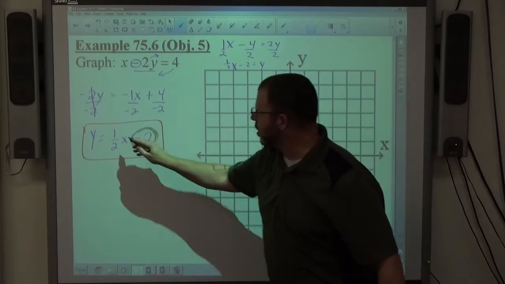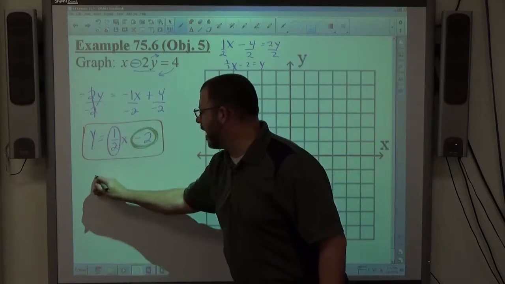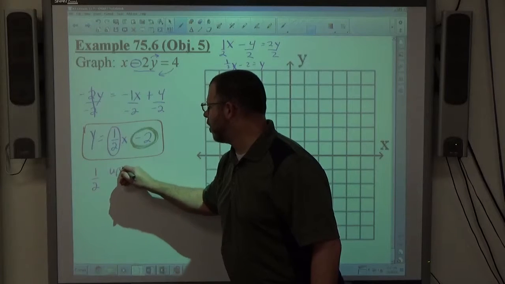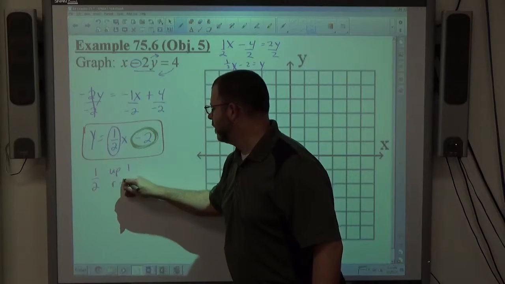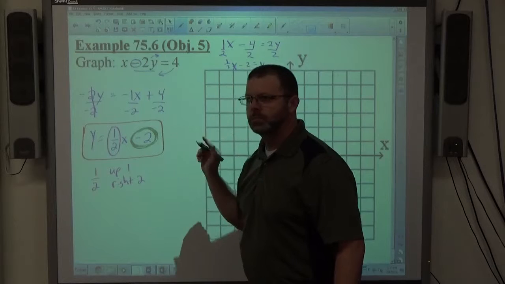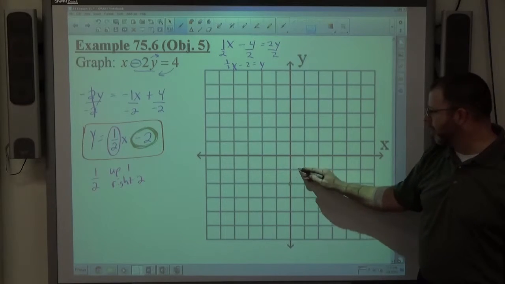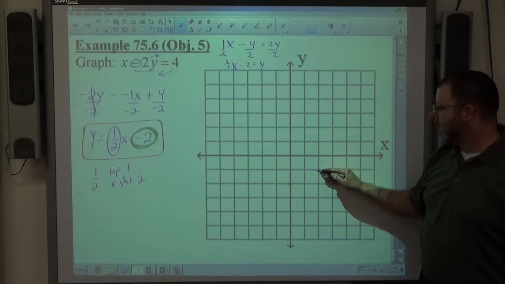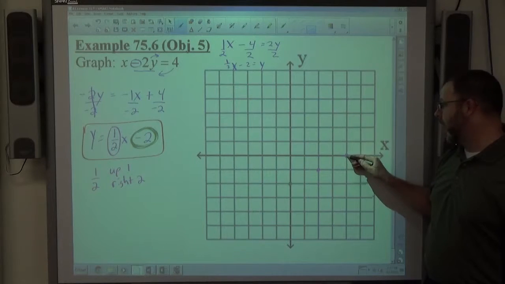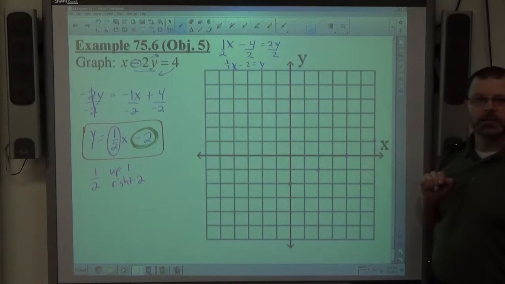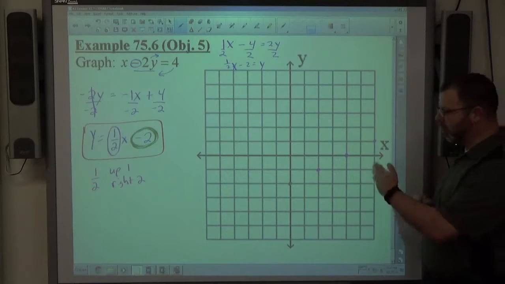Second thing I look at is slope. It is a positive 1/2 slope. That's up 1, right 2. So I'm at the y-intercept, at my starting point, I go up 1, right 2. I go up 1, right 2 again. I can do it all day long. Just keep applying the slope to a point on the line.